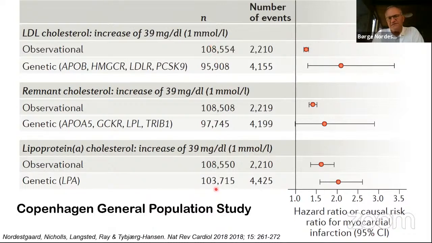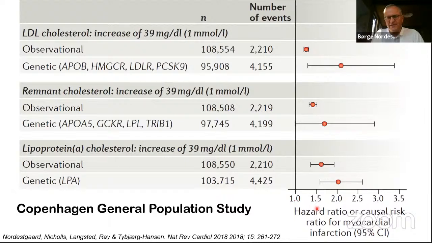And here on the same scale, I put an increase in LDL cholesterol of 39 milligram per deciliter or 1 millimole per liter. Side by side in the same individuals, 1 millimole per liter increase in remnant cholesterol and the same increase in Lp(a) cholesterol. I'm not saying that it's the cholesterol in Lp(a) that causes the disease, but this is just to put them on the same scale. So as you can see, for the same increase in LDL cholesterol, this is the risk hazard ratio for myocardial infarction.